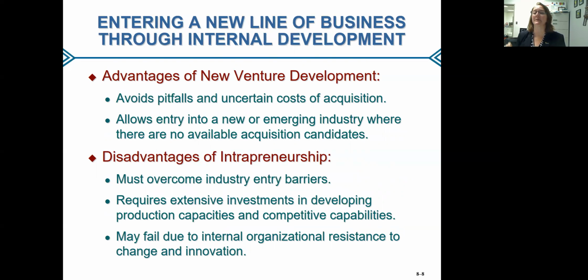Entering a new line of business through internal development, in other words, a new venture, they call it intrapreneurship or think tanks or skunk works. There are different terms. You're creating a protected area where they're creating something new. The advantages are that it avoids the pitfalls and uncertainty of buying something, of acquiring another business. You can enter into newer emerging industries where there is no candidate available to purchase.